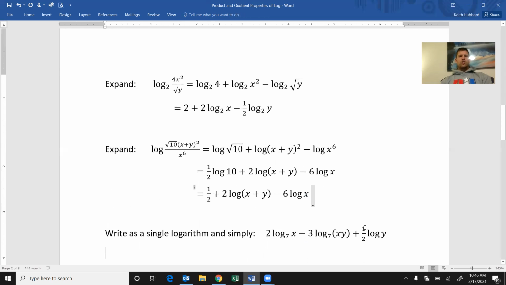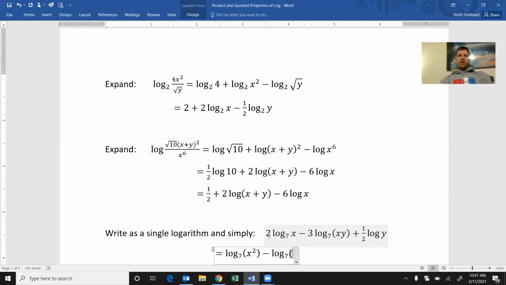Okay, so now you can use these rules from one direction, one side to the other, or you could go in reverse. Theoretically, you could take the right side of this and get back to the left. And that's what we're supposed to do here. Well, first off, we're going to have to get those coefficients in front inside. So we got log base 7 of x squared, right, minus log base 7.